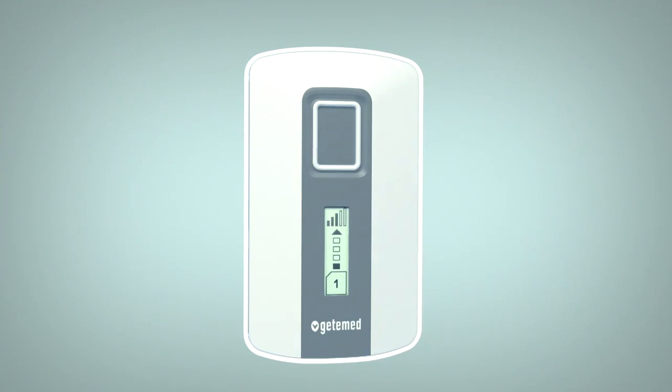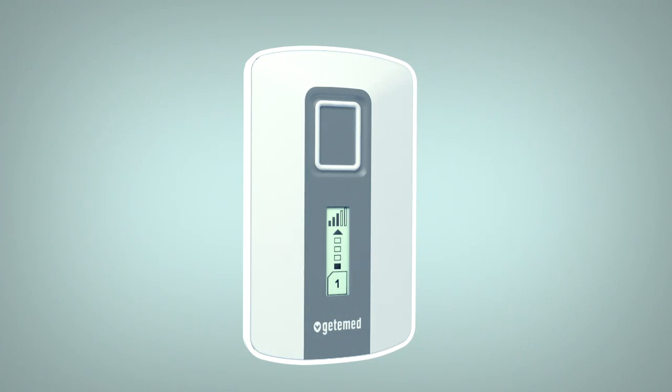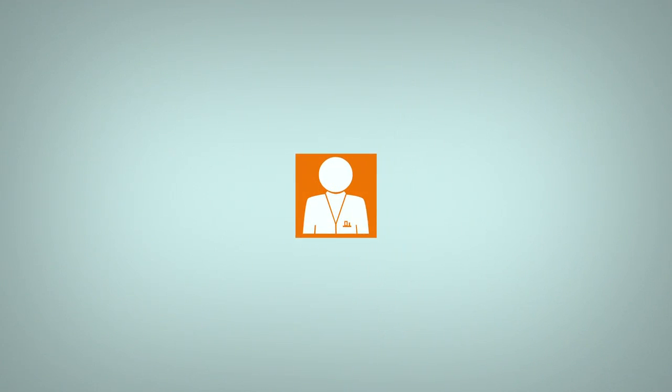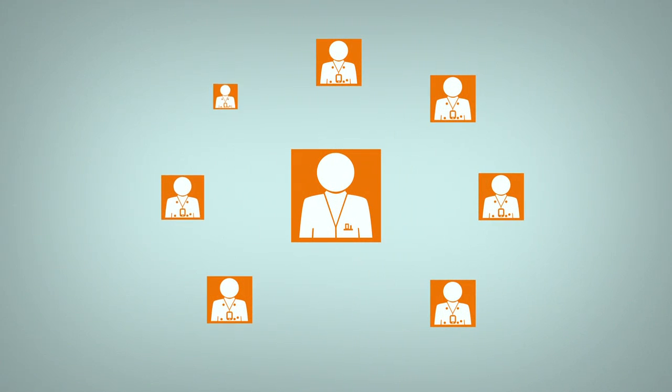The PM100 helps the physician to detect, diagnose and document cardiac arrhythmia in a timely manner so that treatment of the patient can begin before it is too late.